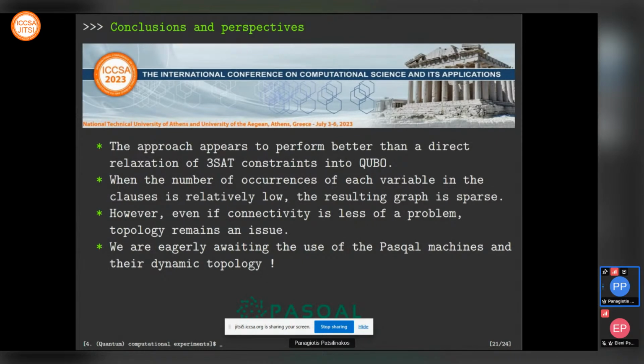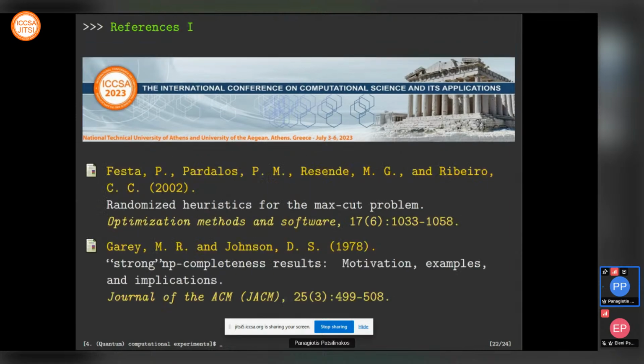The Pasqal one doesn't have a static topology. The Pasqal machine will create the topology according to the instance you give as input. And we already started a collaboration. We already tried this scheme, and it works better for solving the 3-SAT problem than modeling it directly with a qubit. Okay, thank you very much.